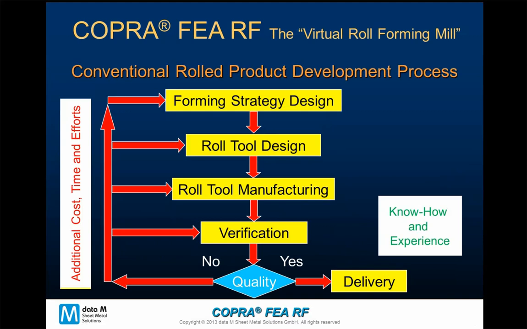So if we consider the conventional roll product development process, you would develop a forming strategy, conduct a roll tool design, manufacture your roll tools, and put them into operation for trial and verification, as I mentioned, generally on a production machine.